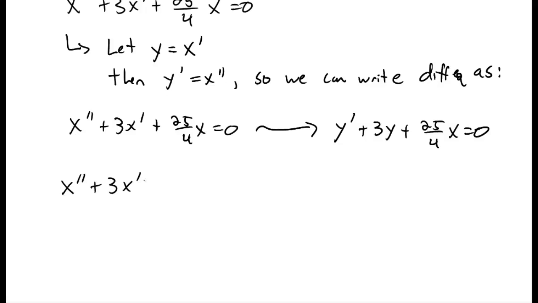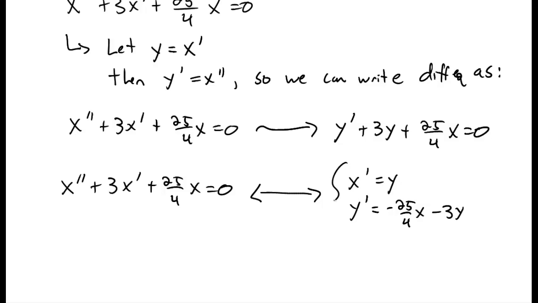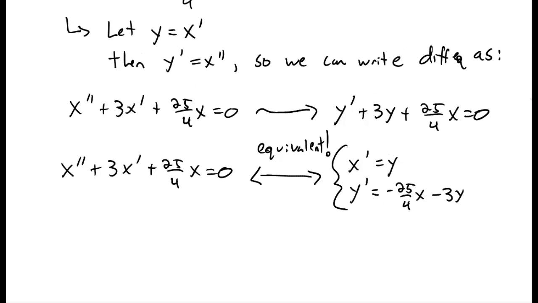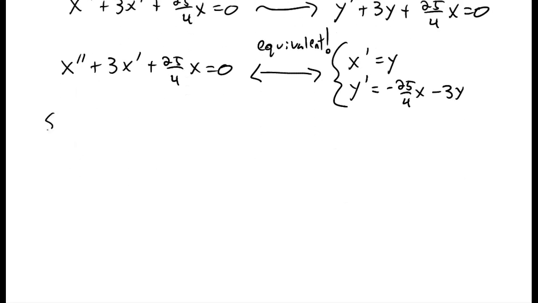So if we want to rewrite this total second-order differential equation, what we've really replaced that with is two first-order differential equations. x prime is equal to y, and y prime is equal to minus 25 over 4x minus 3y. These are totally equivalent ways of writing this differential equation.